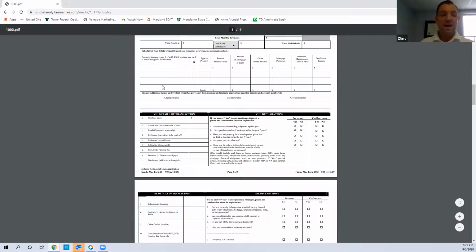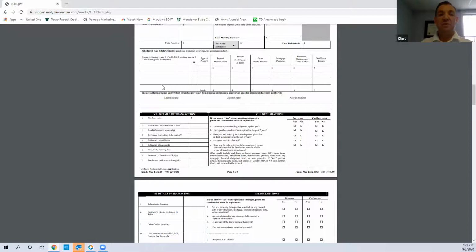And a lot of times borrowers only think about properties that they may have a mortgage on. But I try to make sure that they know that we need to know if they own any property, even if it's owned free and clear. We're just going to need some basic information on that so that we can calculate any taxes and insurance that may be on that property.